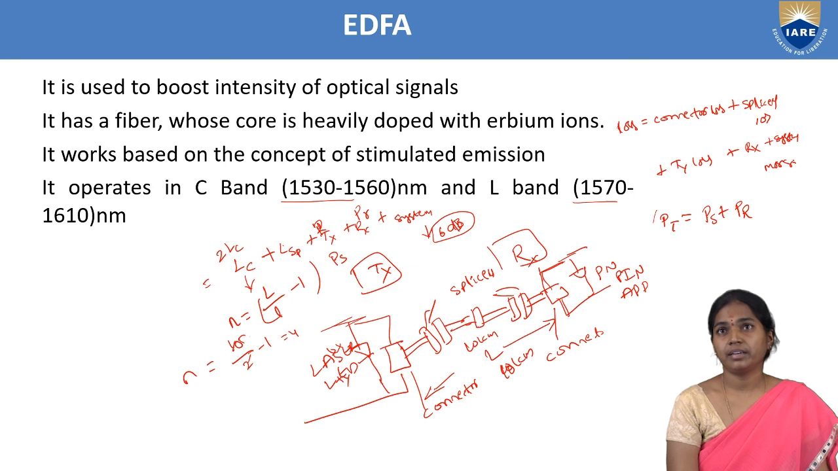Up to here I explained the EDFA, the devices we use for EDFA, the erbium doped fiber amplifier. Its working principle is based on stimulated emission of photons. The core is doped with rare earth ions and it operates in the C and L band frequencies. The C band is 1530 to 1565 nanometers and the L band is 1572 to 1610 nanometers. Here we use wavelength division multiplexing, specifically dense wavelength division multiplexing, in which we use line amplifiers, booster amplifiers and preamplifiers.